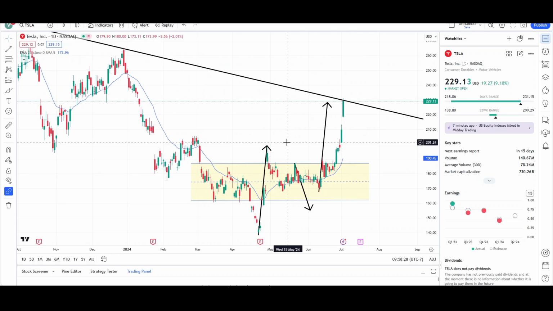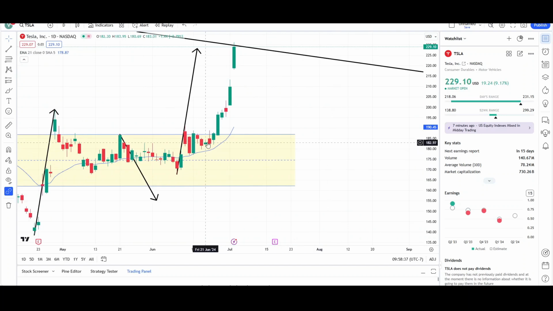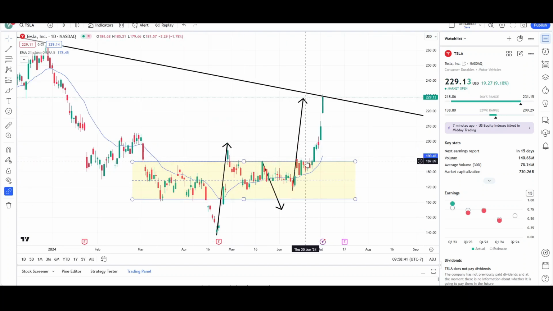So last time I looked at Tesla was back on, it looks like June 24th. I was covering it right when price was still inside of this yellow range, right at this red candle. And the expectation was for price to just continue trading sideways, maybe back down to the 170 and possibly the 162. However, it had a good chance of also breaking out to the upside.